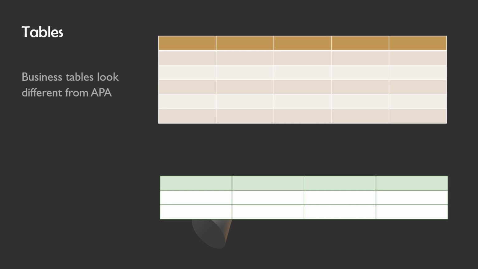Business professional tables are the only exception that I recommend when you're writing a sustainability improvement proposal, unless you have to adhere strictly to APA rules, because frankly, APA tables can be really hard to read and follow. Use color to add interest without going wild.